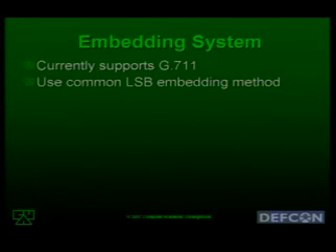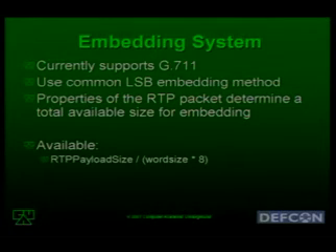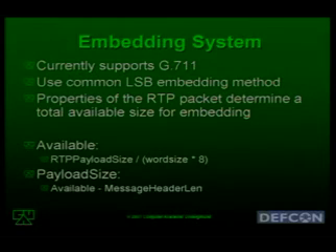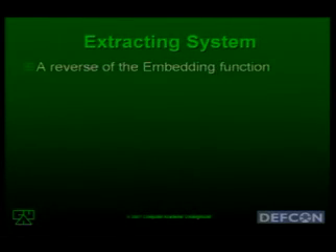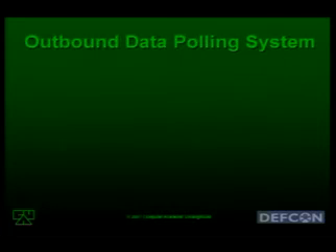The embedding system, right now this only operates on the G711 codec. I'm using the common least significant bit embedding method. The properties of the RTP packet tell you what your total available size is for embedding based on the codec and things like that. It's essentially the payload size divided by the word size times 8. Since I'm using a single bit, I need 8 bits to embed 1 byte of data. And the payload size for the Steg message is the total available minus the message header length, which earlier was shown in the diagram. The extracting system is basically just a reverse of the embedding function, passed through the crypto function, with a verification of that ID field to make sure that's a valid message.